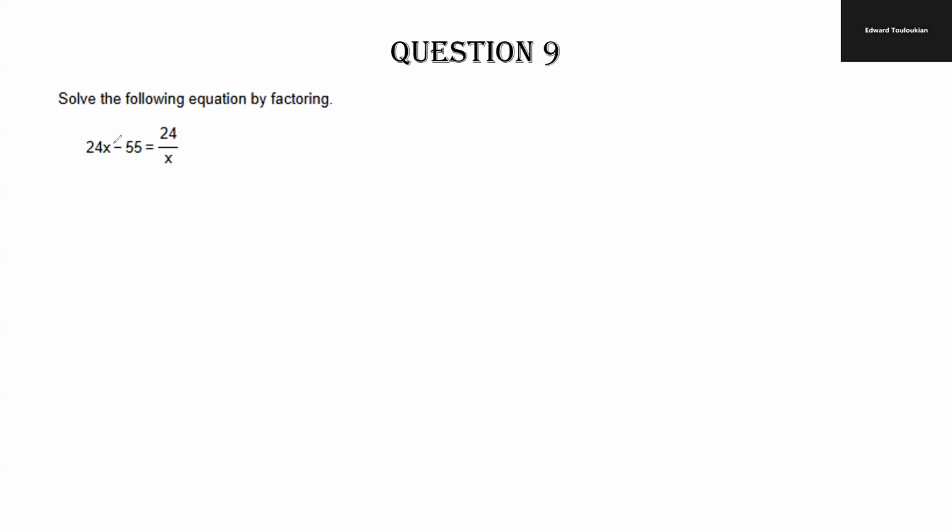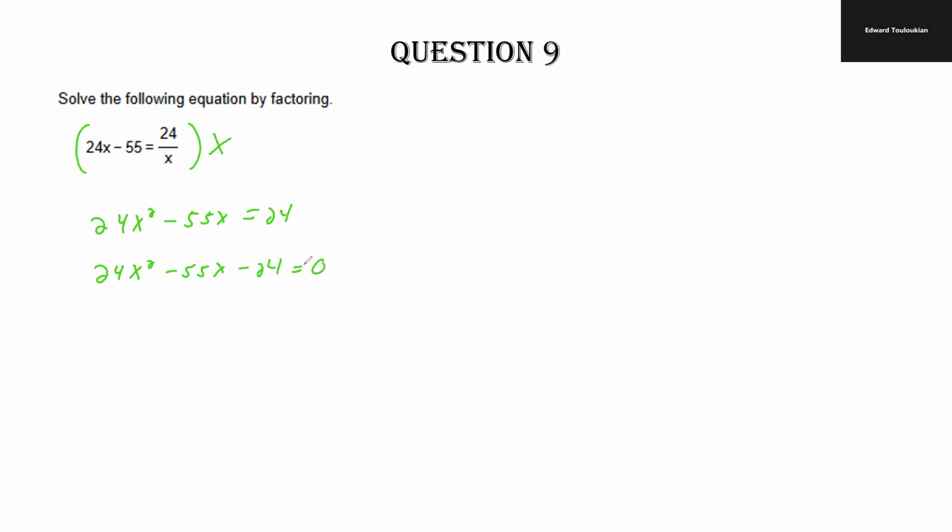All right, so first thing I want to do is get the x out of the denominator here. So I'm going to multiply this entire thing by x. So 24x times x is 24x squared. Negative 55 times x is minus 55x. And these x's cancel, so that's equal to 24. All right, and then what I need to do is move the 24 over to the other side. So 24x squared minus 55x minus 24 equals 0.